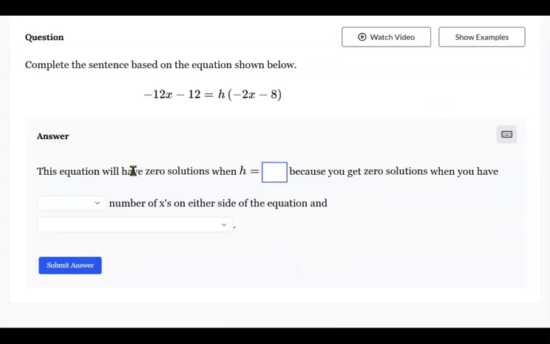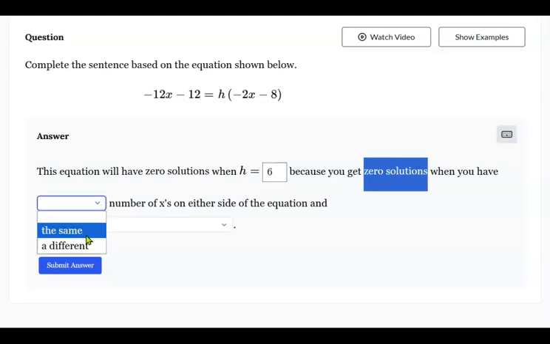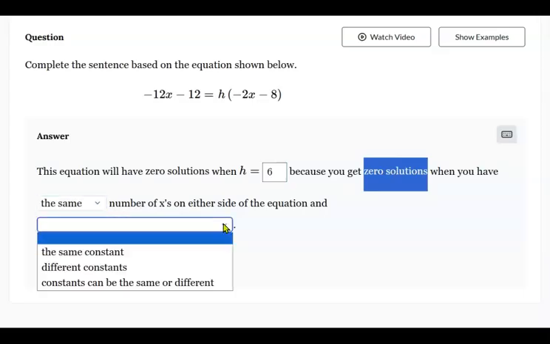One more time. I want there to be no solutions. In order for you to have no solutions, your x's have to match. So if the left side has negative 12x, the right side needs to have a negative 12x. And the only way for that to happen is the number in the h position would have to be a 6. Because I will have no solutions, 0 solutions, when my x's are the same and my constants are different.